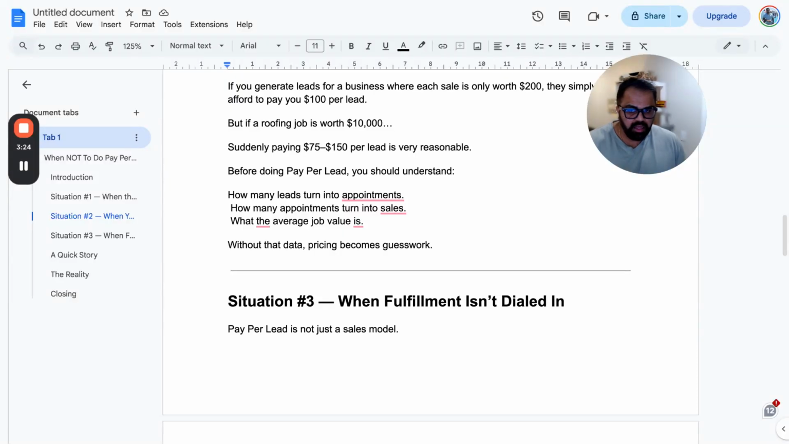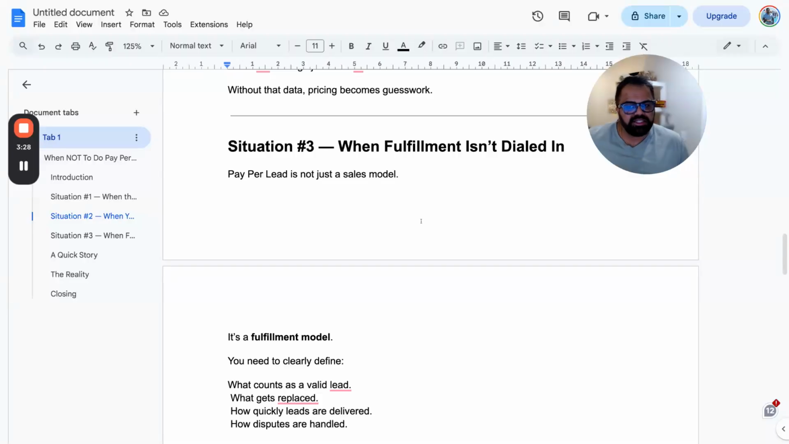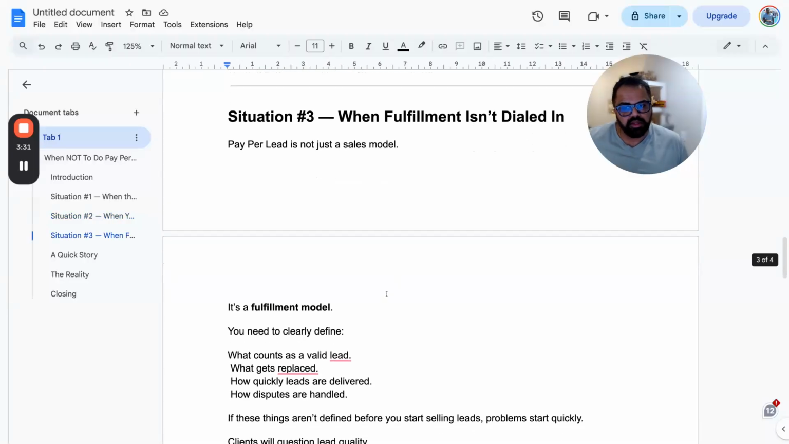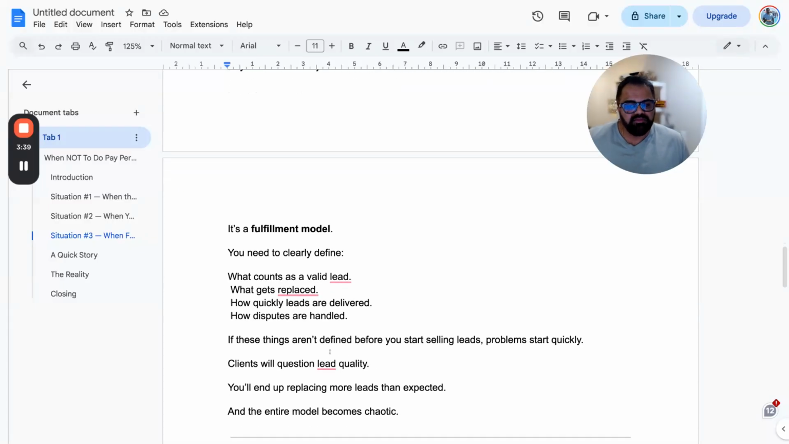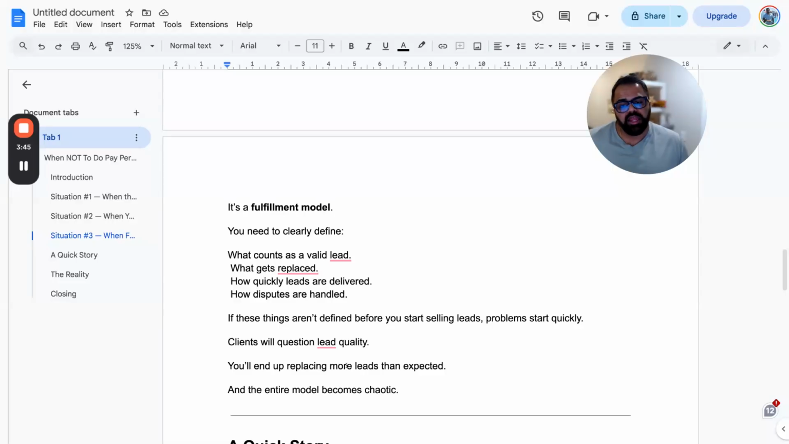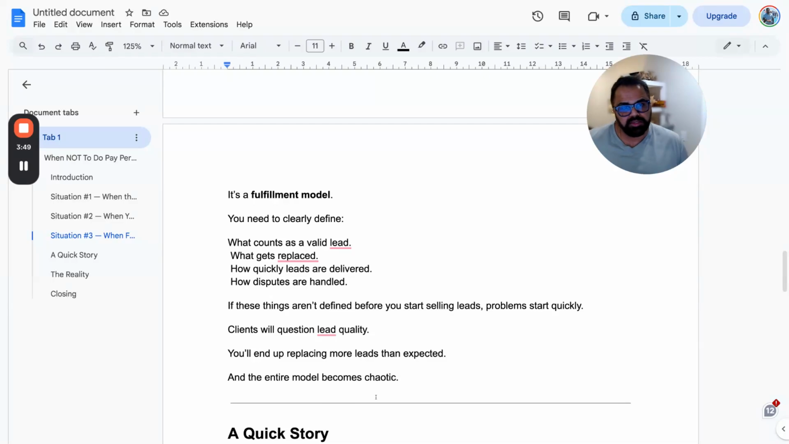Situation three: when fulfillment isn't dialed in. Paper lead is not just a sales model, it's also a fulfillment model. You need to clearly define what counts as a valid lead, what gets replaced, how quickly leads are delivered, and how disputes are handled. If these things aren't defined before you start selling leads, problems start quickly. Clients will question lead quality, you'll end up replacing more leads than expected, and the entire model becomes chaotic.